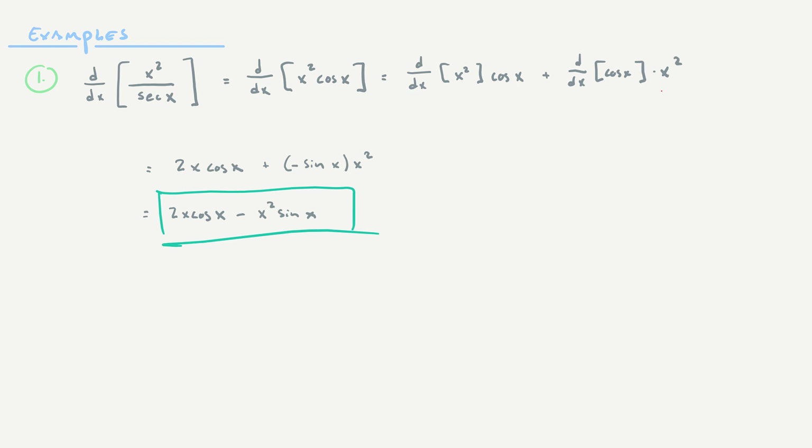I just reorganized some stuff a little bit. I moved the x squared in front of the sine x. I made the plus minus just a minus, and we're done. This is the function that models the slope of this one. Well, really, this one. X squared over secant x.